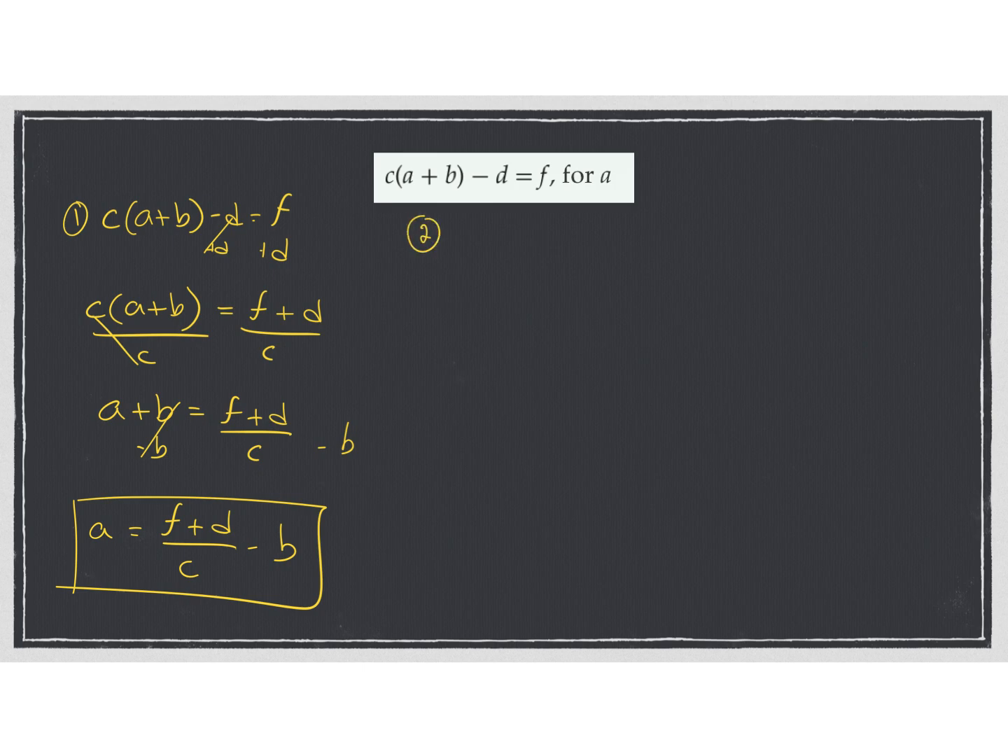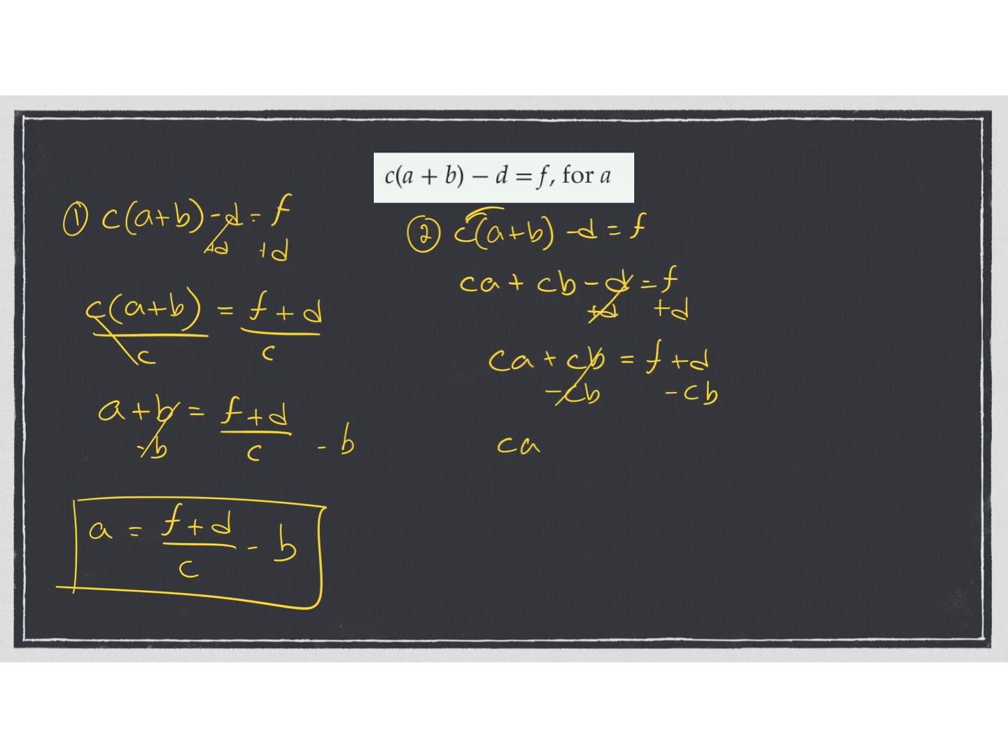Another way of doing this problem is, let me write it down first. You can distribute the C. So you can do CA plus CB minus D equals F. Go ahead and add that D. So we get CA plus CB equals F plus D. I'll subtract CB from both sides. So I'll get CA equals F plus D minus CB. Then I will divide it by C on both sides. And I'm left with A equals F plus D minus CB over C.